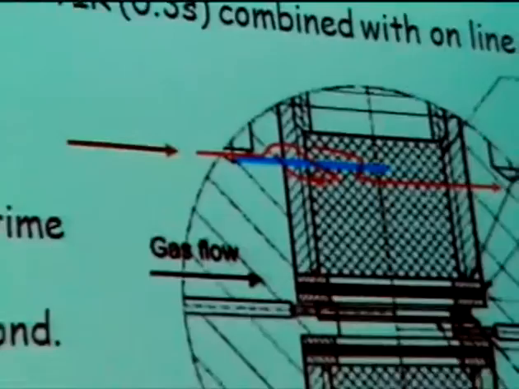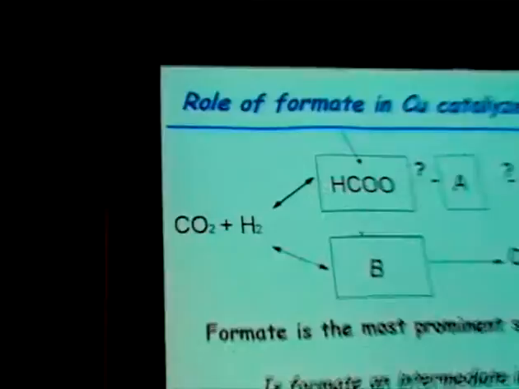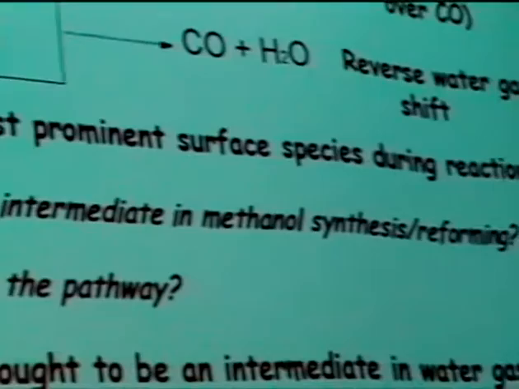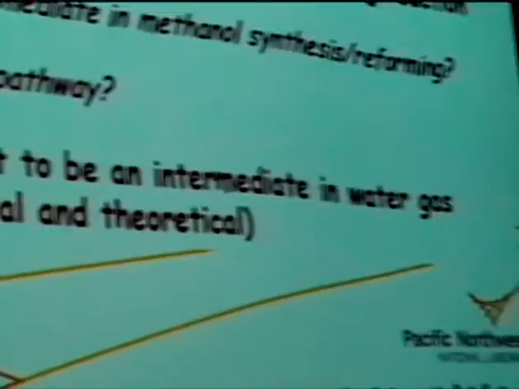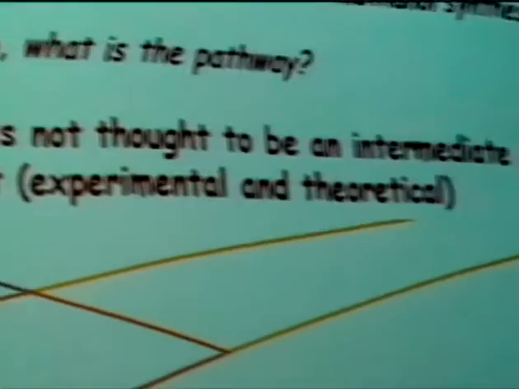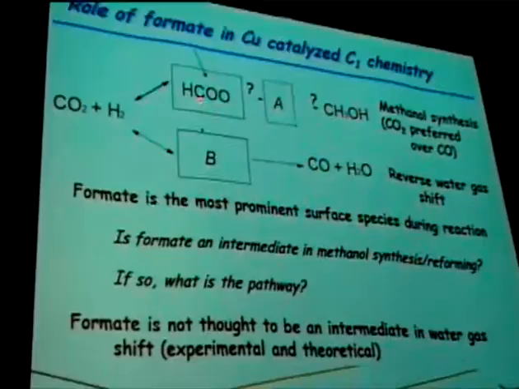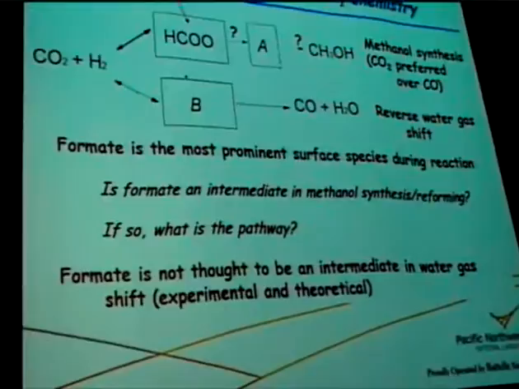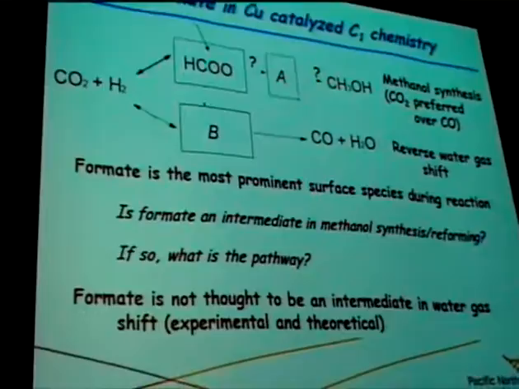All right, so I won't spend much time there, but here's the old chestnut. We heard some beautiful talks already at this meeting about the role of formate on copper in a couple of reactions. In this particular case, we're feeding CO2 and hydrogen, partly because it's known that CO2 and hydrogen make formate readily on copper. Formate is still questionably taken as a mechanistic route to make methanol, but also reverse water gas shift. We've heard about the water gas shift mechanism already today, and formate's been shoved off that stage pretty far along the line. So we don't believe that formate has anything to do with water gas shift.